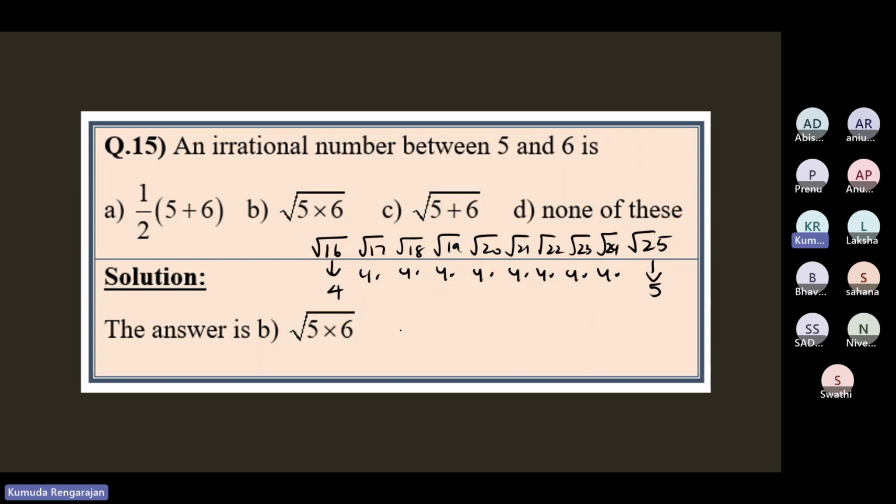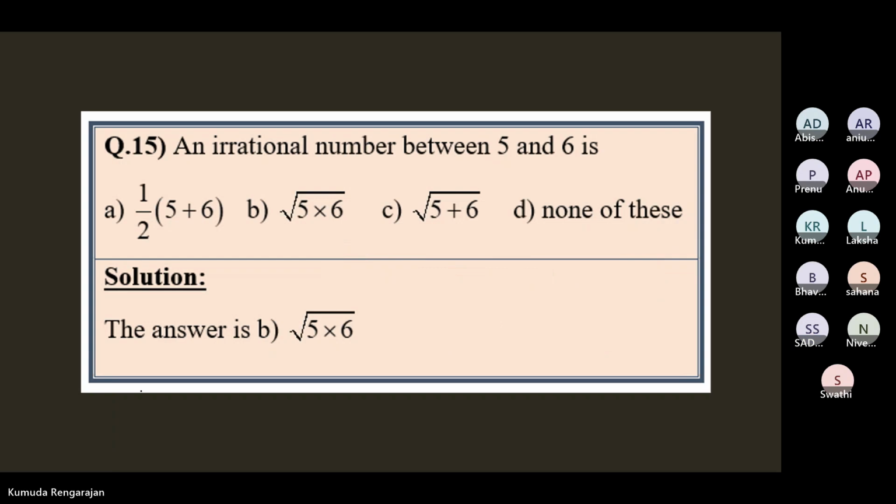Now after root 25, root 26 will be 5 point something. Root 27 is 5 point something. Root 28 is 5 point something. Till root 36, because root 36 is 6. So till root 35, it will be 5 point something. Am I clear, children? Yes, ma'am.